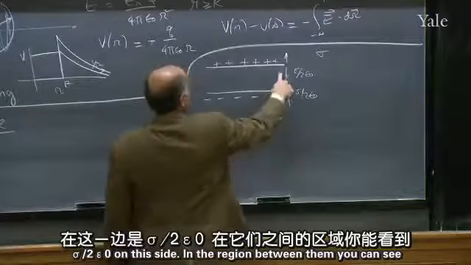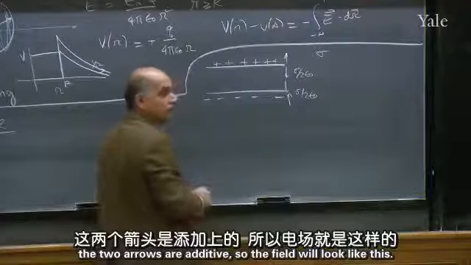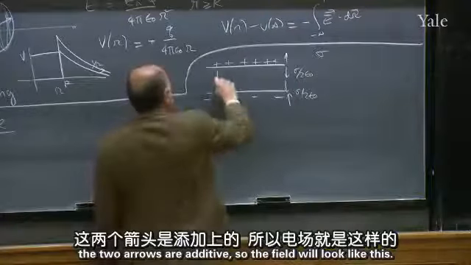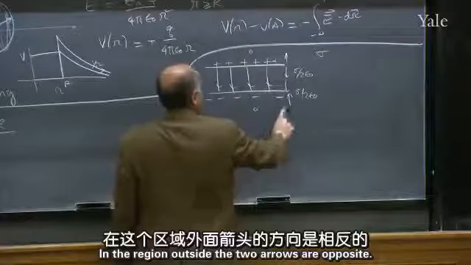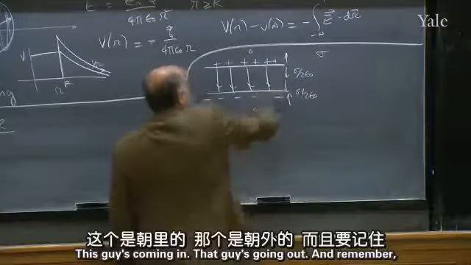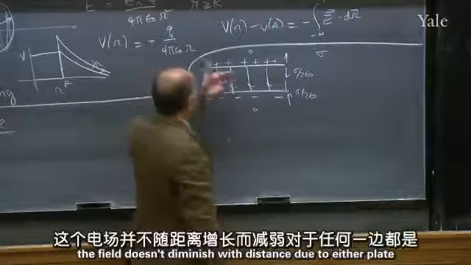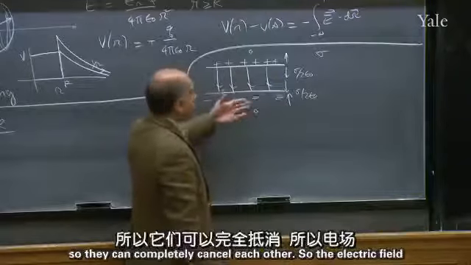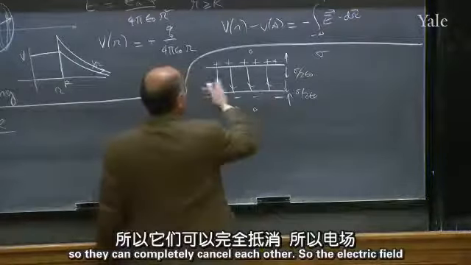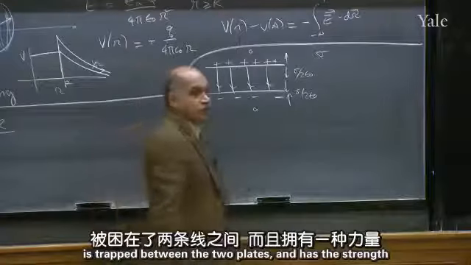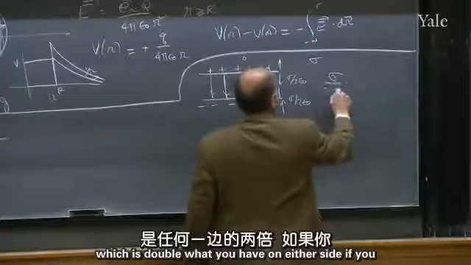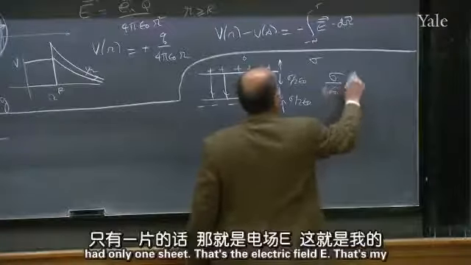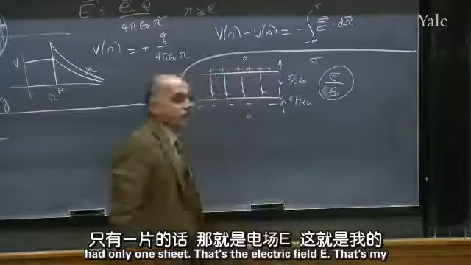In the region between them, you can see the two arrows are additive. So the field will look like this. In the region outside, the two arrows are opposite. This guy is coming in, that guy is going out. Remember, the field doesn't diminish with distance due to either plate, so they can completely cancel each other. So the electric field is trapped between the two plates and has the strength which is double what you would have on either side if you had only one sheet. That's the electric field E.